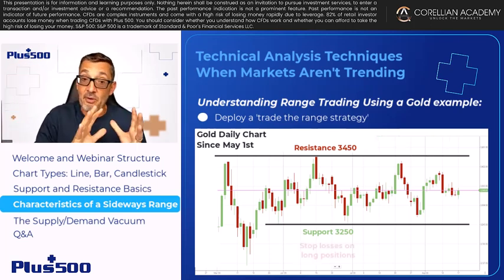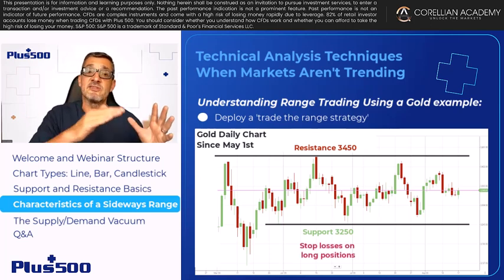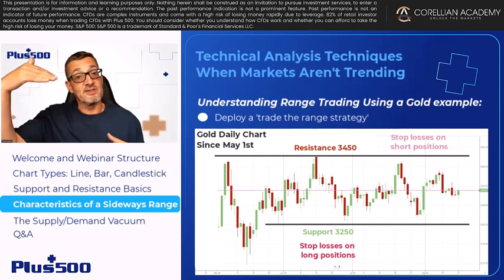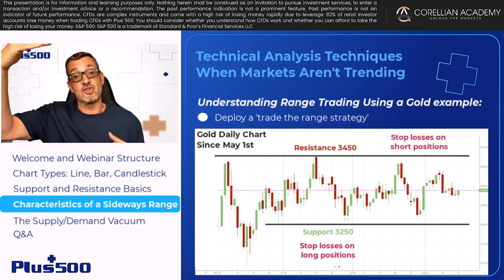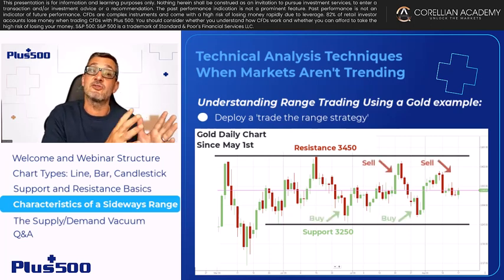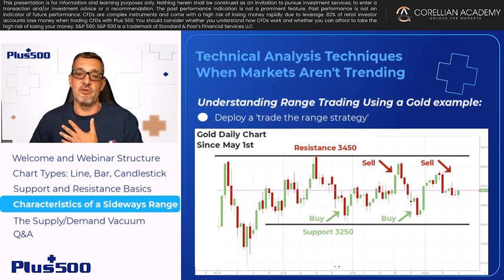To practice good risk management, any stop losses on long positions would be placed just below the support at 3,250, while any stop losses on short positions would be placed just above the resistance at 3,450, just in case a breakout of either side does happen. And we would look to repeat this strategy until we lose confidence that the range will continue, or until a price breakout actually materializes.